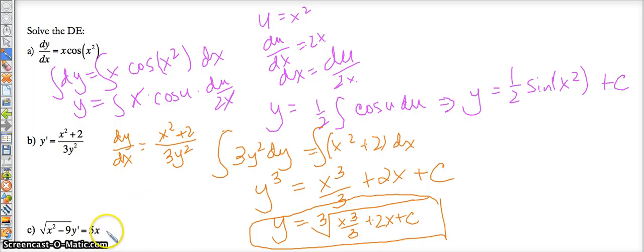I'm going to ask you guys to do C on your own, and we're going to go over that on Friday. So if I ask you to do that, I'm telling you right now, make sure it's on a separate sheet of paper so that way I can collect it if I would like to.